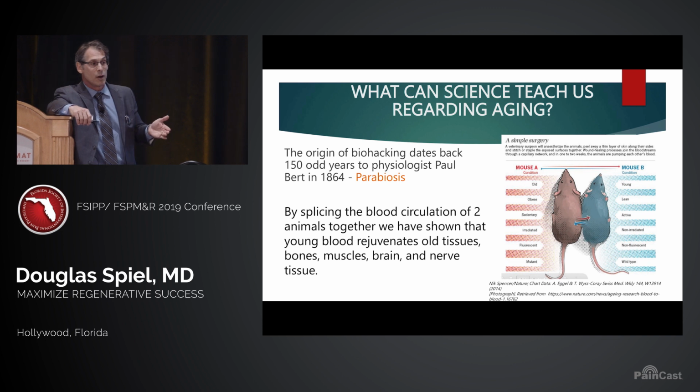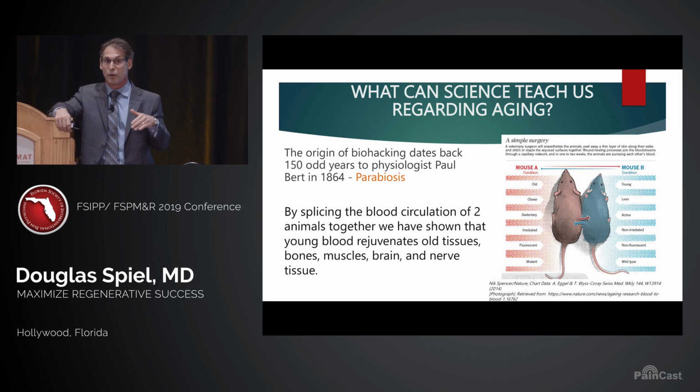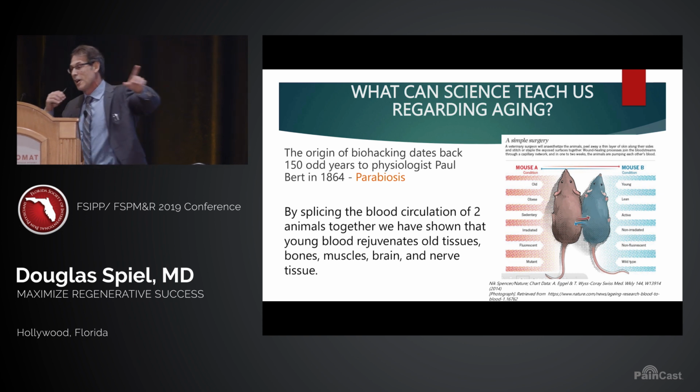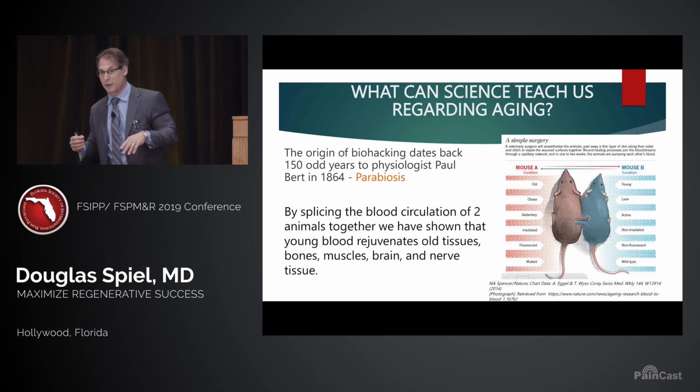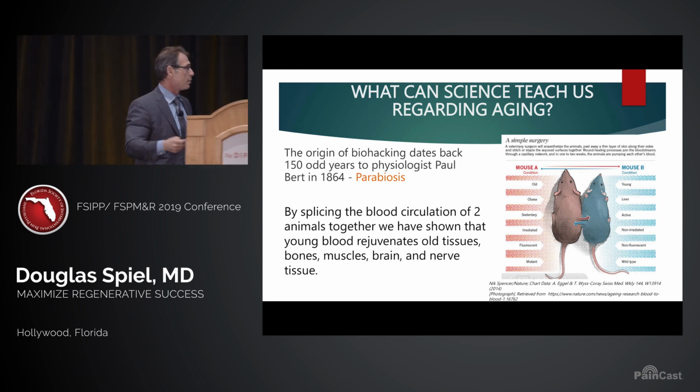Now, the older rat will take on a younger phenotype over time. That's pretty cool. But nobody tells you about the bad fate of the young rat. Before he actually dies, he trends older phenotypically. So they're sharing something.